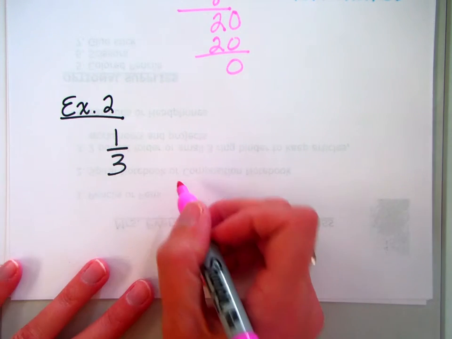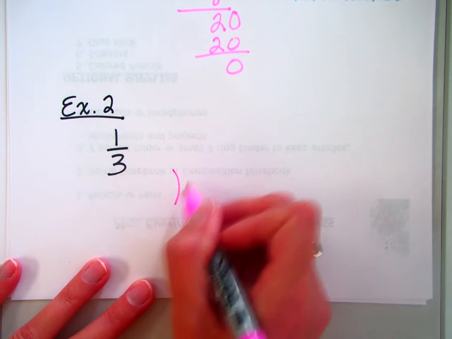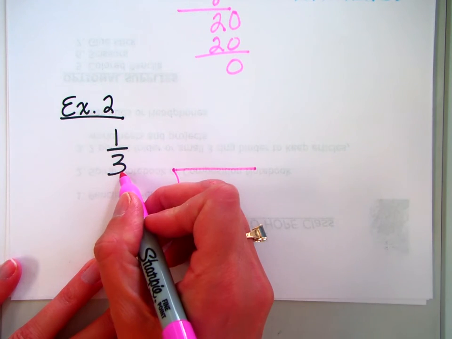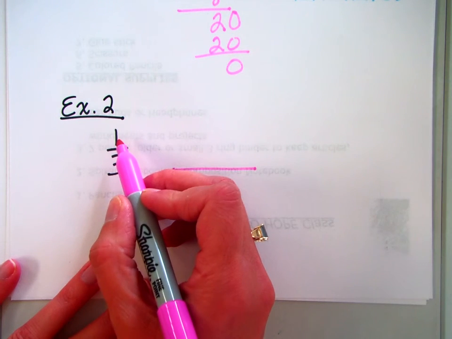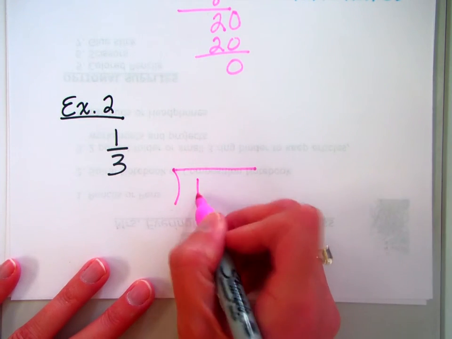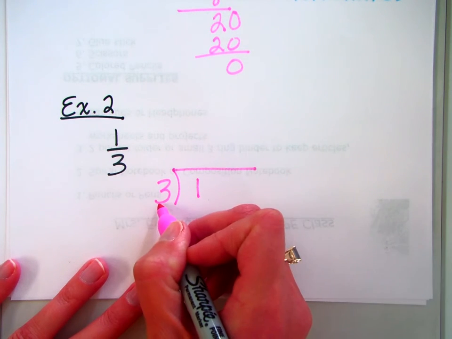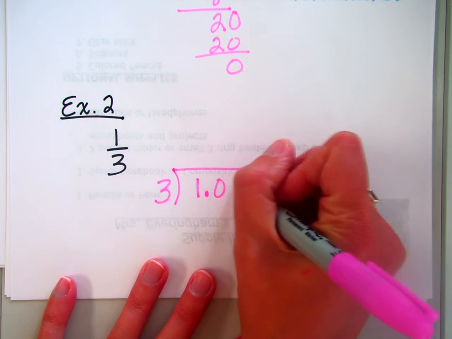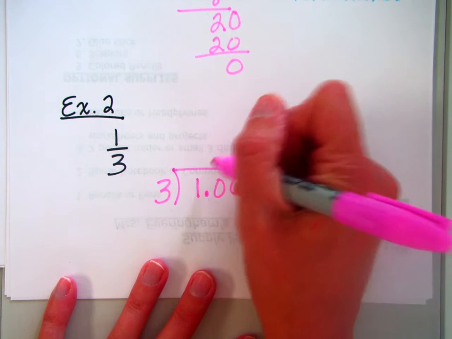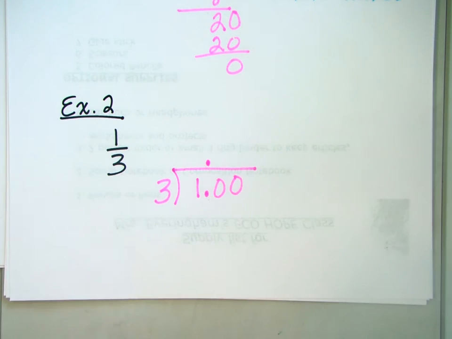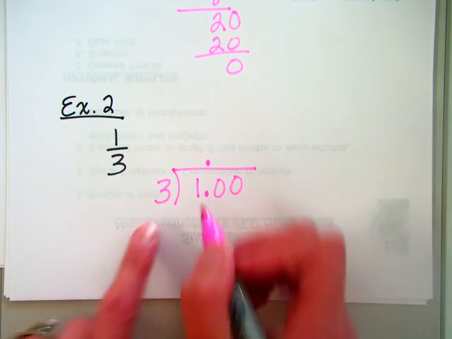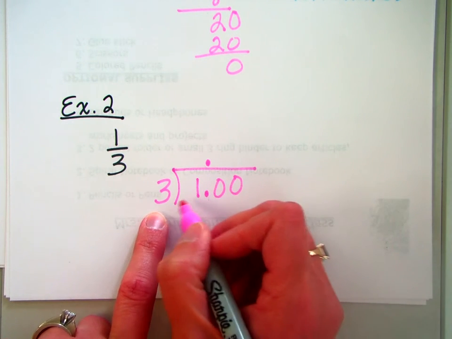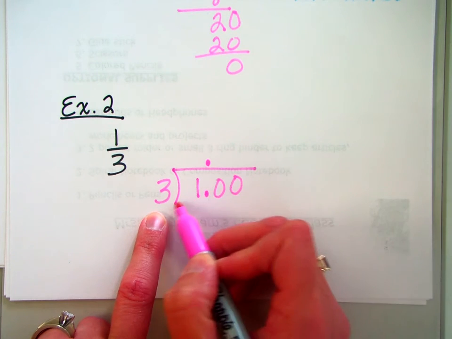Okay, so we'll set it up. The top number falls into the box, right? 1 divided by 3. Numerator divided by the denominator. Place your decimal, add your zeros. And then also line up your decimal there. Alright, does 3 go into 1? No. So now we're in this place value here. Does 3 go into 10? 3 times.